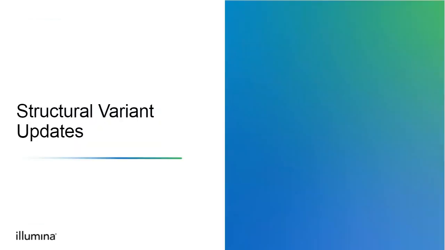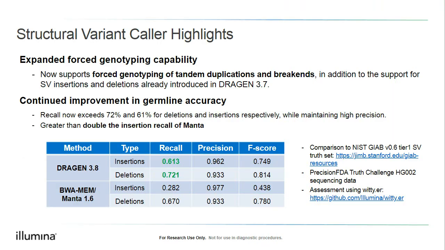The next update I wanted to mention is on the structural variant calling. Like I was mentioning in the somatic variant caller, the forced genotype capability, in the structural variant caller, we had support for SV insertions and deletions with forced genotyping in 3.7. In 3.8, now we are introducing support to forced genotype tandem duplications and break ends as well. So just an extension of the forced genotype capability from 3.7 to 3.8.